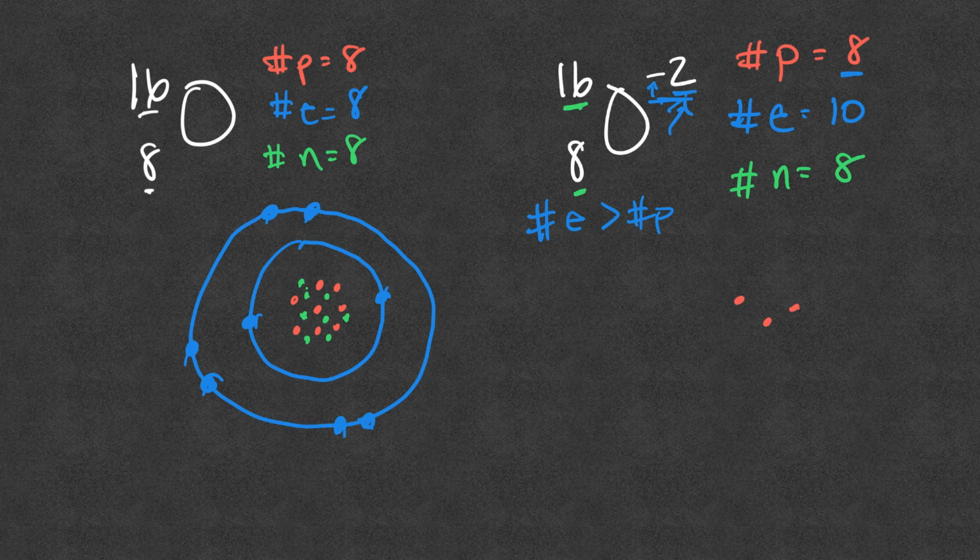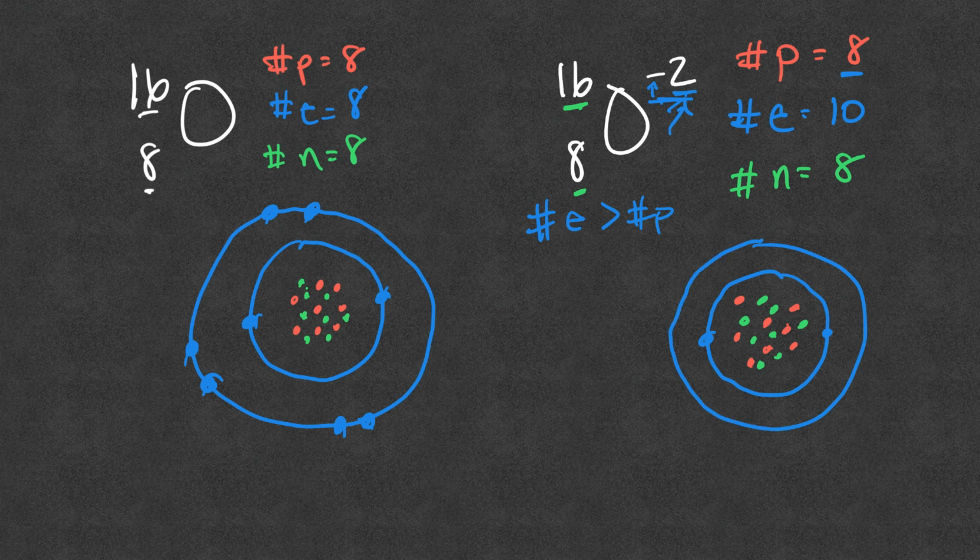Well, once again, you have your 8 protons, so 1, 2, 3, 4, 5, 6, 7, 8. You also have your 8 neutrons, 1, 2, 3, 4, 5, 6, 7, 8. So this symbolizes my nucleus. Now I'm going to draw out my electrons. Here we have a first energy level with 2 electrons. Then I'm going to draw my second energy level, and I'm going to draw the rest. So 3, 4, 5, 6, 7, 8, 9, 10.